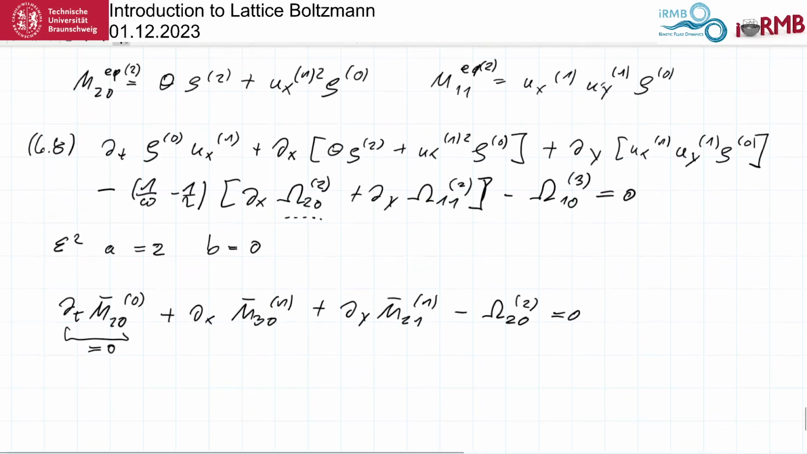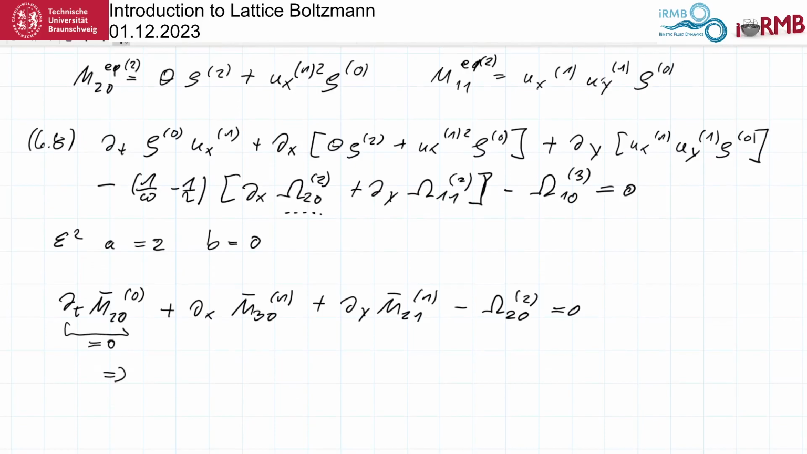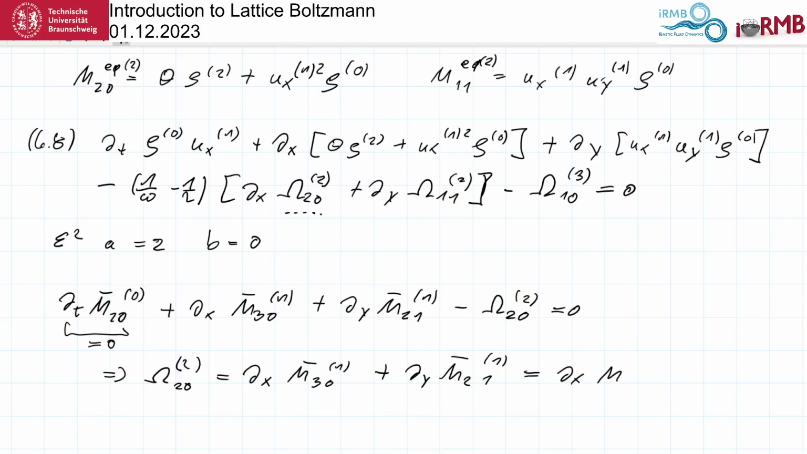And this we can solve for omega being dx m301. We are approaching the end, but I still have to, it's a very bad position to stop. So because it's first order, we can replace it by the equilibrium.